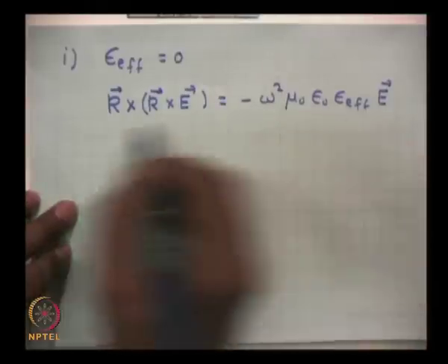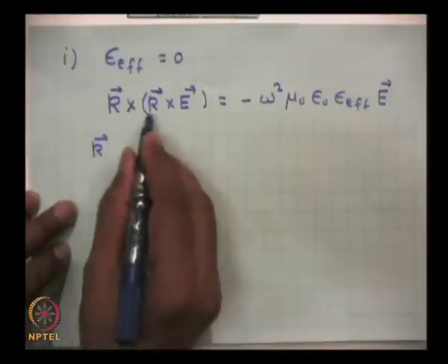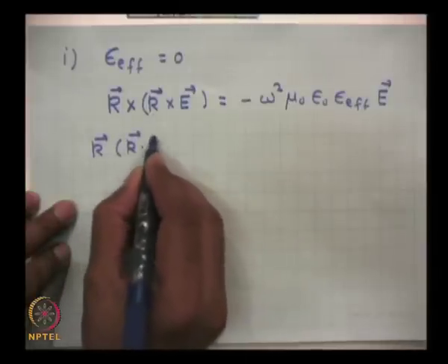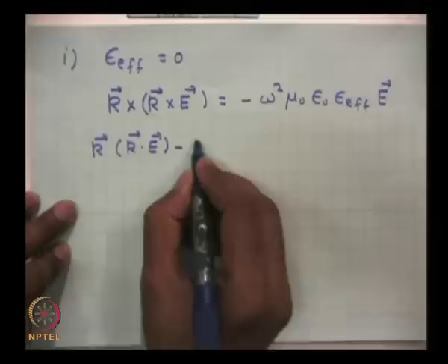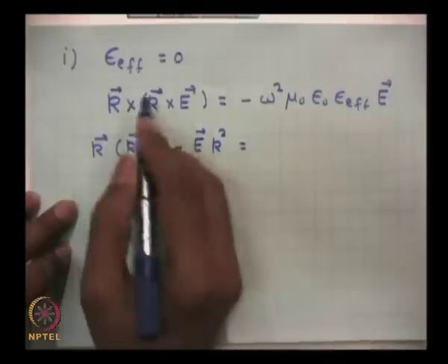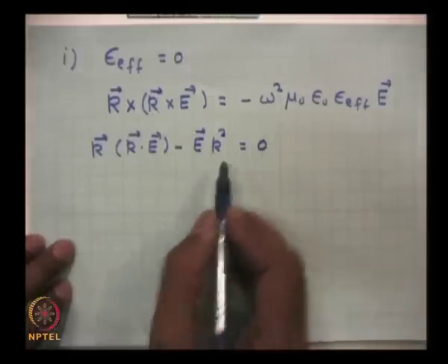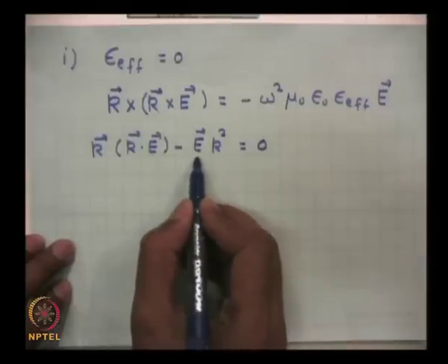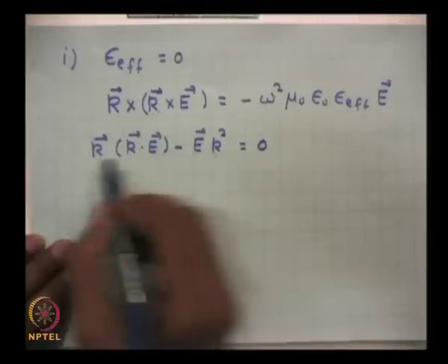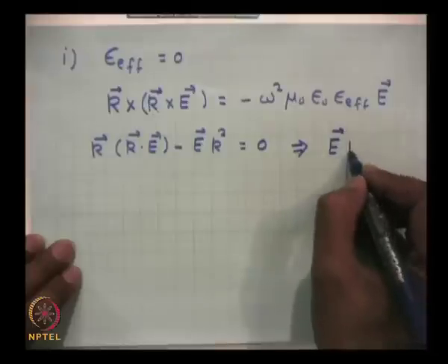When I put this equal to 0, what does this say? The left hand side is identically equal to k, into k dot E, minus E into k dot k, which is k square. And because I am choosing epsilon effective equal to 0, this should be 0. This says that this is a vector in the direction of k, and this is a vector in the direction of E. These two can be equal only when E is parallel to k. So, the important consequence is that E is parallel to k.